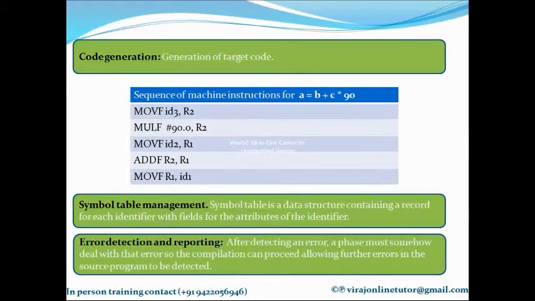So this data structure allows us to find out the record for each identifier very quickly, because in a symbol table data is saved in an organized fashion. So if you want some information, we Google, right? Because in Google information is saved in an organized way. In the same way, if the compiler wants some information related to some identifiers while compiling, it goes to the symbol table, because in the symbol table information is saved in an organized way, so that information retrieval is very fast.